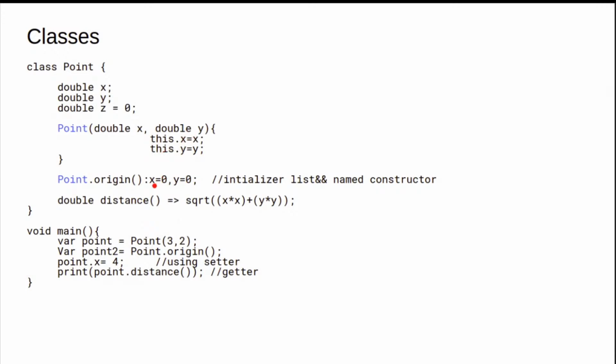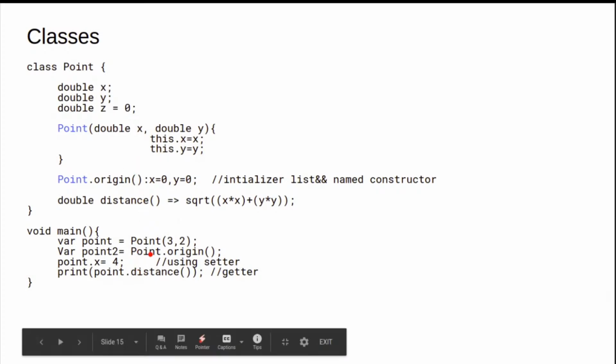I just want to show that there is an initializer list in Dart too. I wrote this constructor using an initializer list. This is called a named constructor, and the name of this constructor is origin. To instantiate an object using this constructor, you just call it like Point.origin.